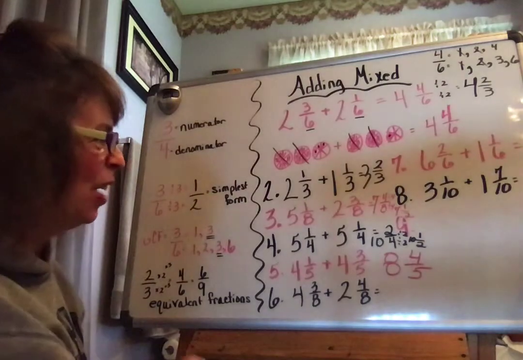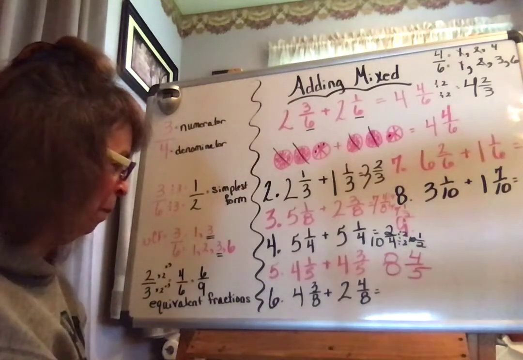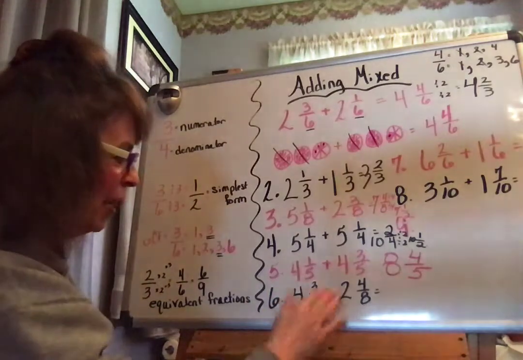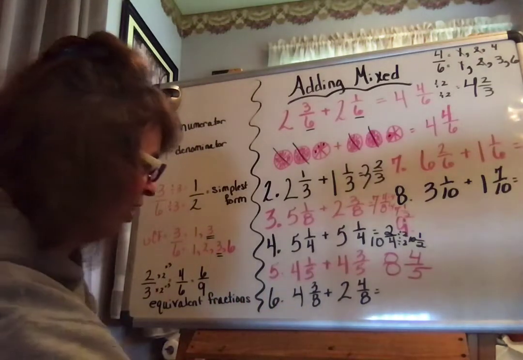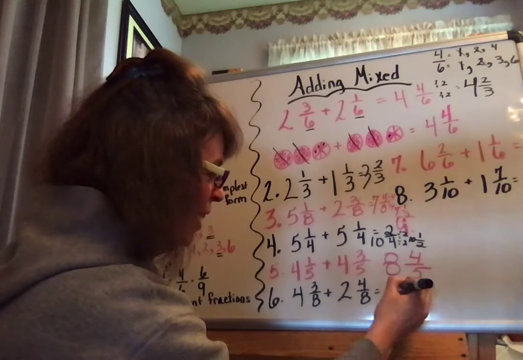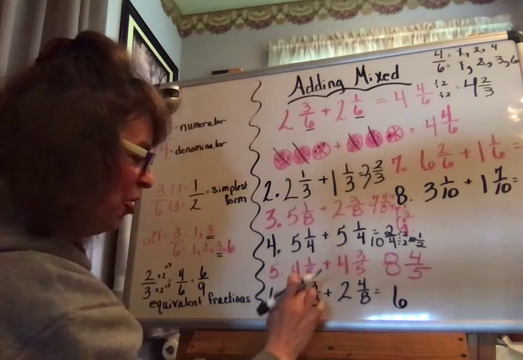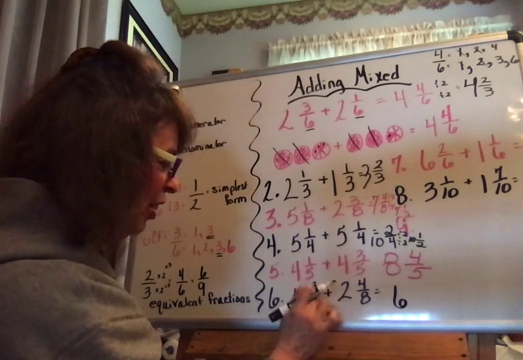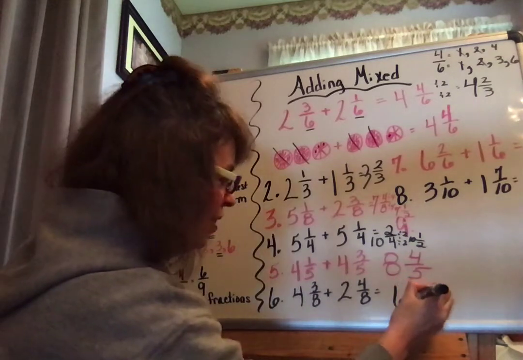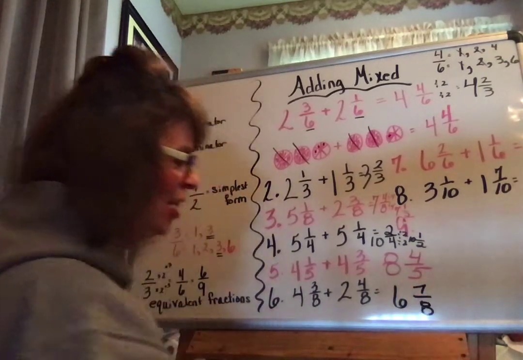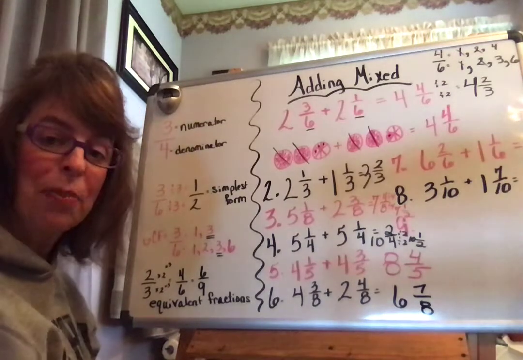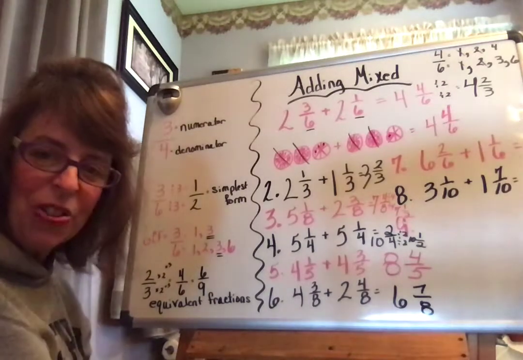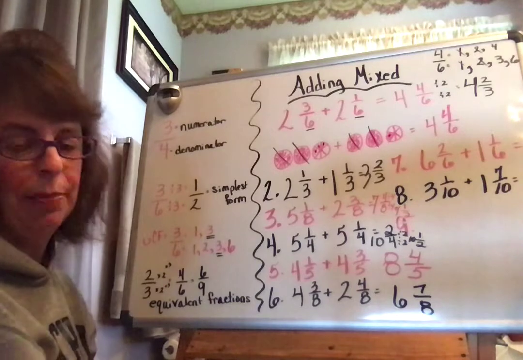And for right now, the last one we will do. 4 3/8 plus 2 4/8. So add your whole numbers together. 4 plus 2 is 6. And now add your numerators together. 3 plus 4 is 7. And just bring right on over that denominator. 6 7/8. Simplest form, you're done. So boys and girls, that is adding mixed numbers.